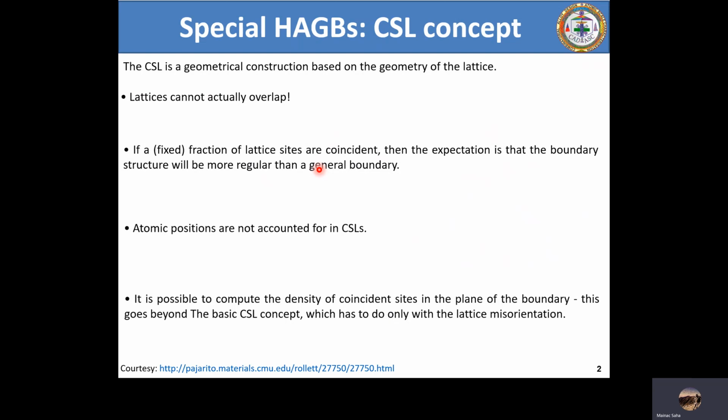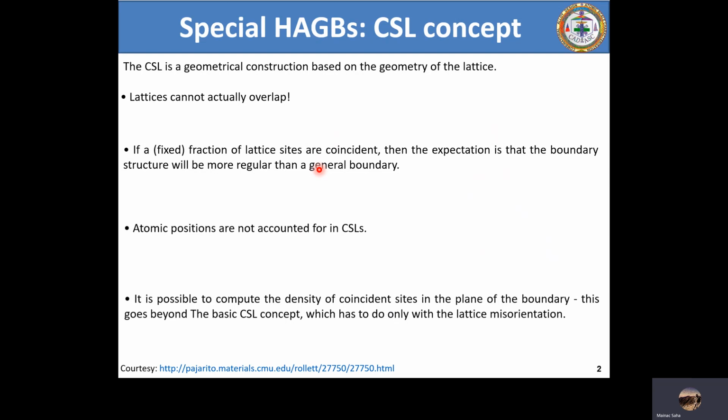There are a lot of computational techniques for that, but the basic CSL concept has nothing to do with this, because the basic CSL is defined by the intervals at which the lattice points in between the two grains are in coincidence with each other. It does not have to do anything with the density of the coincident sites along the grain boundary plane. So that is something which has to be taken care of.